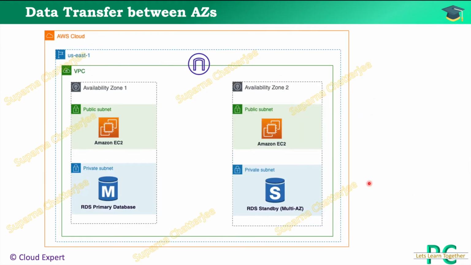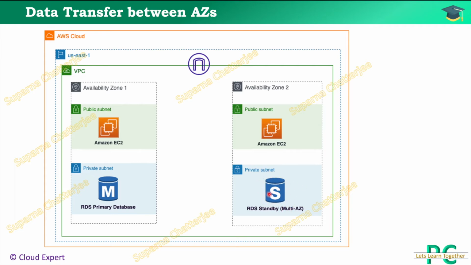Next, let's understand how the data transfer charges work between availability zones. I hope this is a very familiar architecture diagram to you. We have created a highly available architecture, spanning our EC2 workload across availability zones. We have an RDS Multi-AZ database, where we have the primary database in one availability zone and the standby database in a different availability zone.